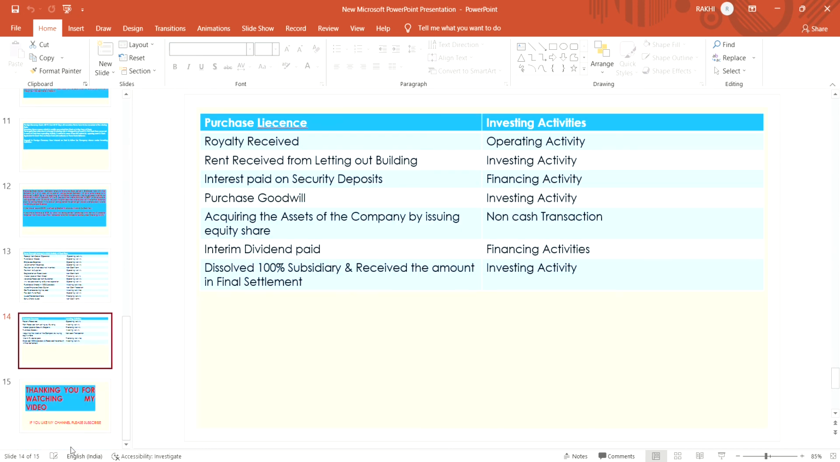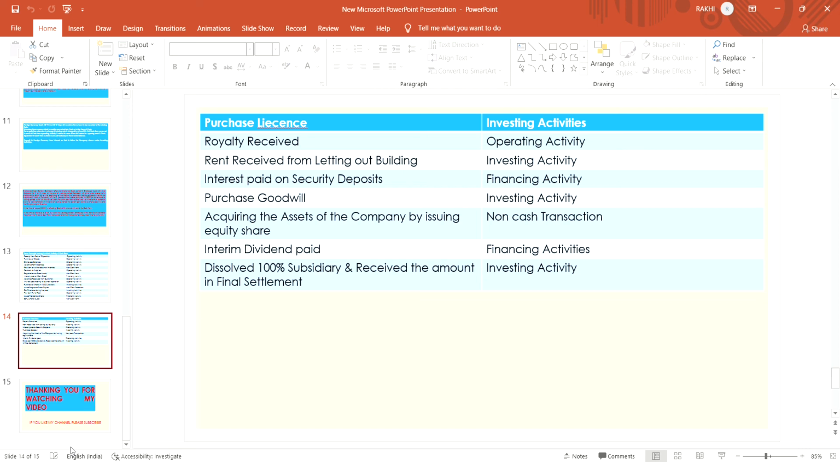Purchase of license is an investing activity. If we are purchasing any license, it is a kind of asset for the company, so it's an investing activity. Royalty received: suppose any person has made a totally new item which nobody has prepared, and he sells it to some other person, saying you will use this, and for that he is getting royalty, that is an operating activity.